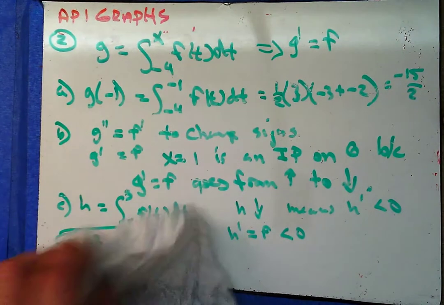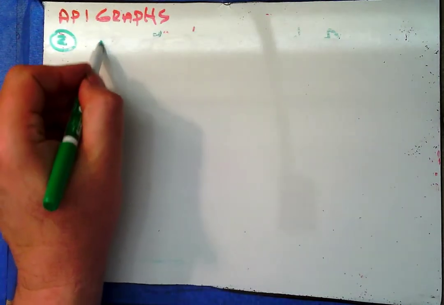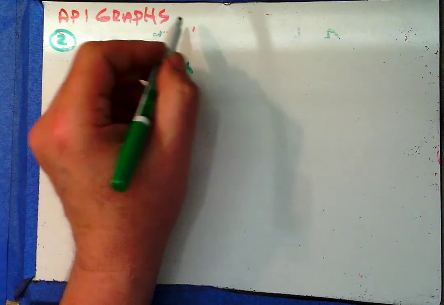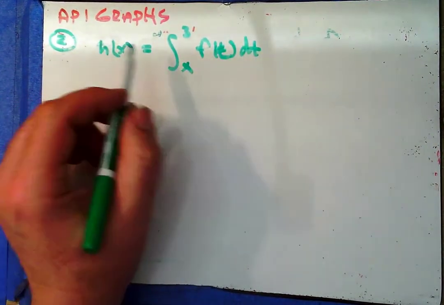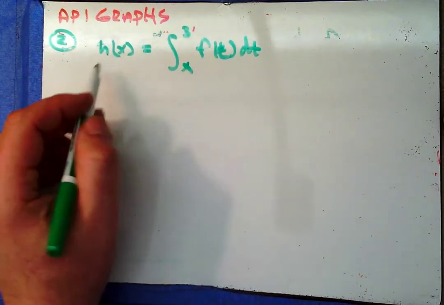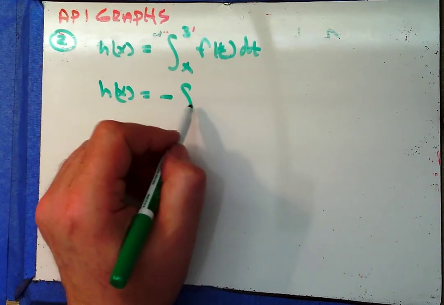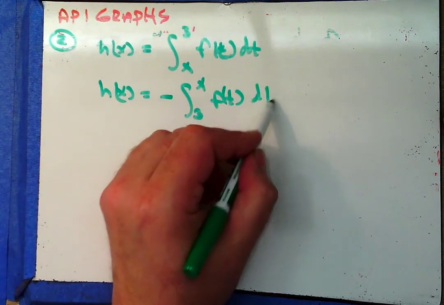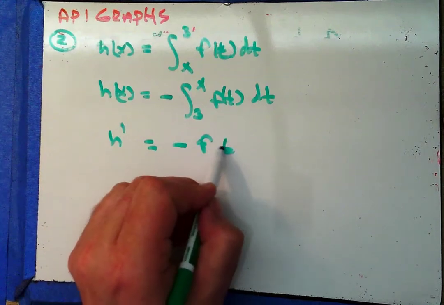Here, let me erase and show you my careless. Okay, we're talking about h of x, and h of x is defined differently than g of x. We're saying that h of x equals the integral from x to 3 of f of t dt. So my constant and my variables on the bottom, h of x is negative the integral from 3 to x of f of t dt. Therefore, h prime of x is going to be negative f of t.